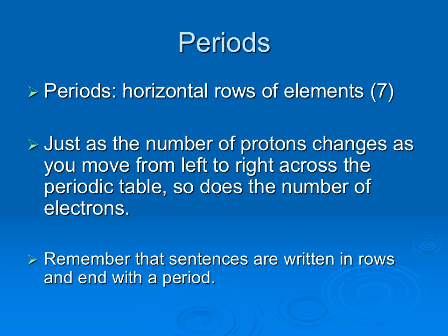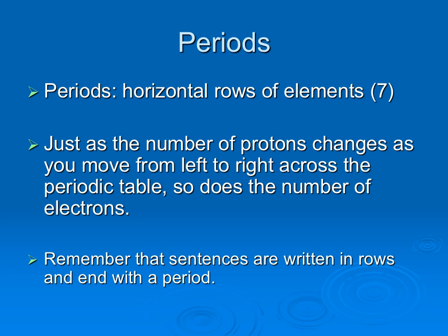So the periods in the periodic table are the horizontal rows of elements, and there are 7. Just as the number of protons changes as you move from left to right across the periodic table, so does the number of electrons. Remember that we have an equal number of protons as electrons. So as we move from 1 to 2 to 3 to 4 to 5 protons, we're also moving from 1 to 2 to 3 to 4 to 5 electrons because they're equal.